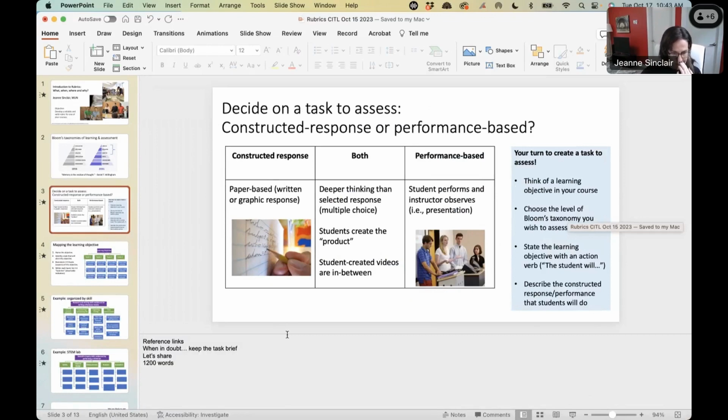Excellent. Wonderful. Okay, if anyone is feeling brave and would like to share the learning objective that they wish to assess with a rubric and the task that they would like the students to do in the chat, that would be great. Okay, bye, Amy. No problem. I'll give you guys another 2 minutes.